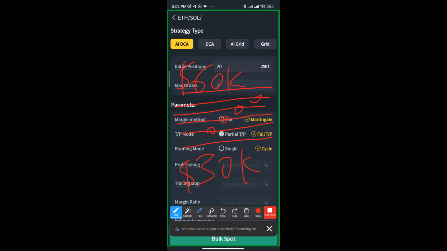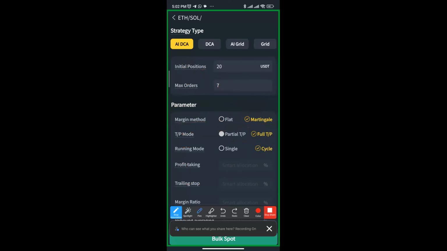Okay, now let's quickly summarize. Let's differentiate between the DCA and the grid. Number one, the DCA bot will place one take profit for all orders, while the grid bot will place take profits for different orders separately, for different lines. You can see the difference. The DCA takes an average price and places one take profit, while the grid bot will take different take profits at different points.